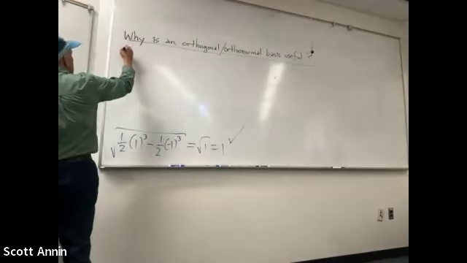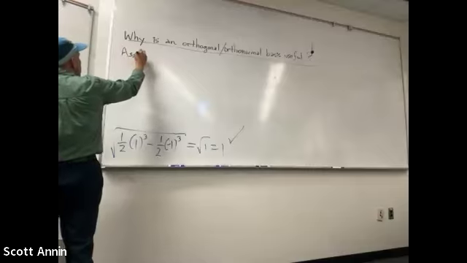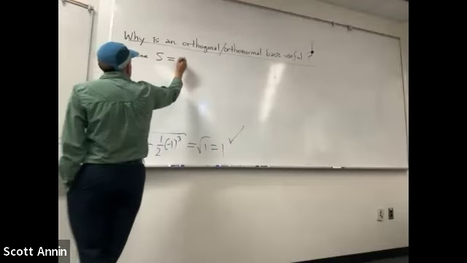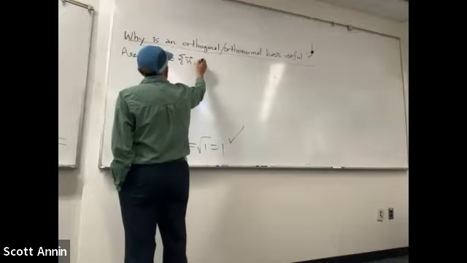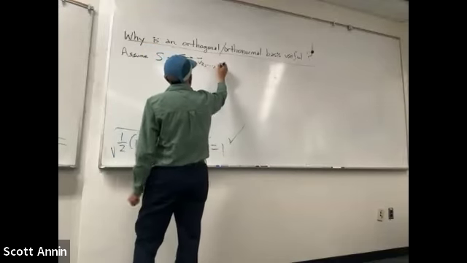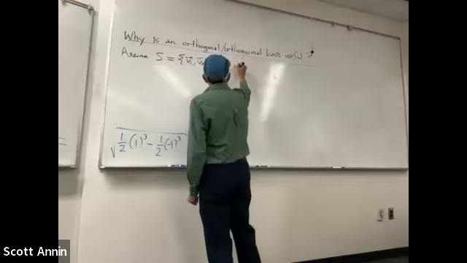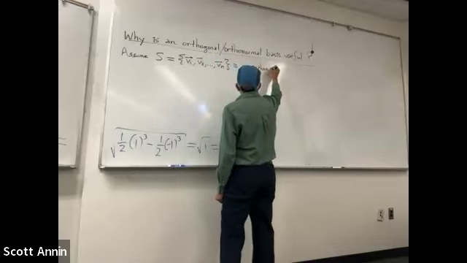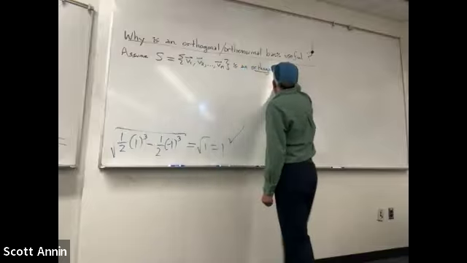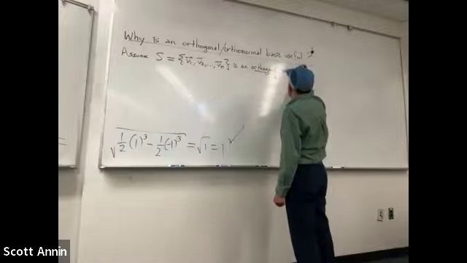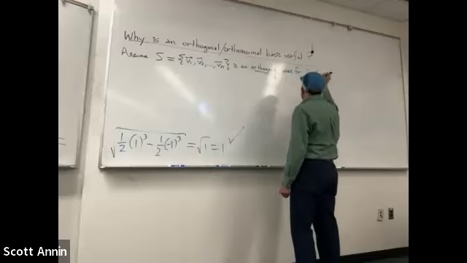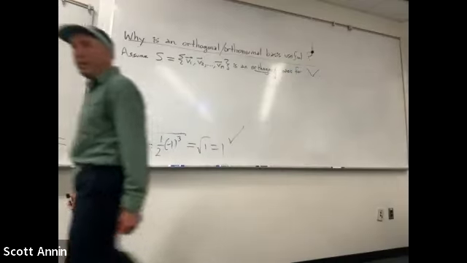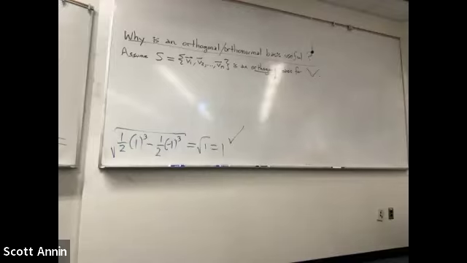So let's just assume that S, which is equal to the set v1, comma v2, comma dot dot dot, comma vn, let's assume that that is an, I'm going to start with orthogonal, an orthogonal basis for some abstract vector space V. So imagine that you have any old vector space V and you have this orthogonal basis.